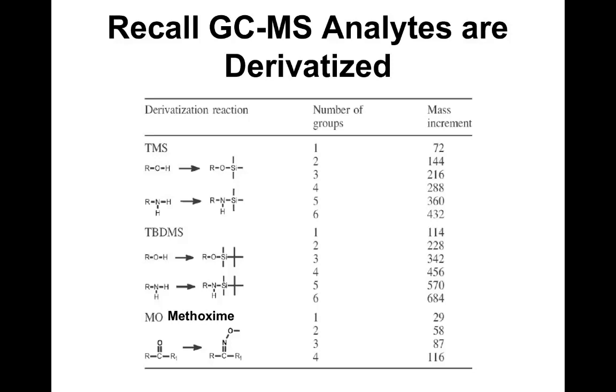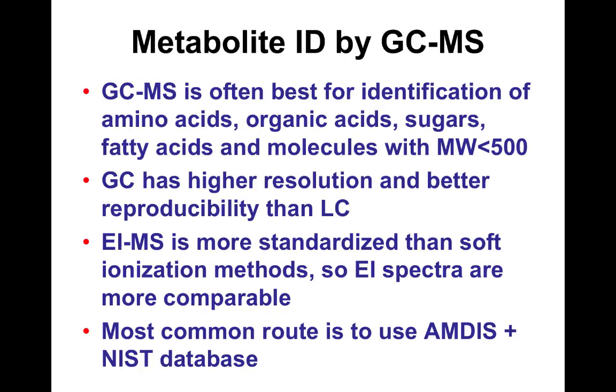There are other derivatization agents. TBDMS is one, and it'll add, obviously, more mass to the molecule. Methoxime, or MO, is also a derivatization agent, and it will also add certain masses. So you have to remember that when you're looking at GCMS, most of them are derivatized molecules. The masses do not match the pure compound. They have to match the derivatized compound. Now, GCMS works for molecules that have a molecular weight less than about 500 or 600 Daltons.